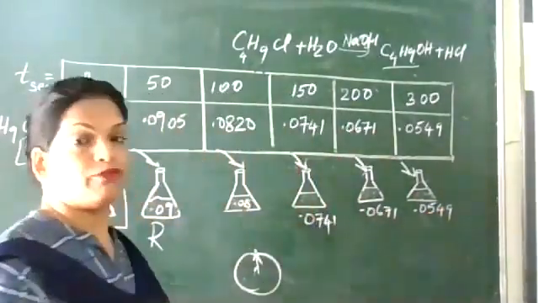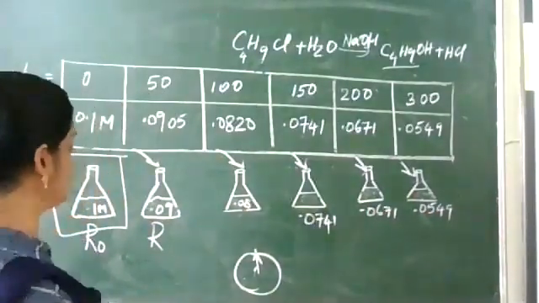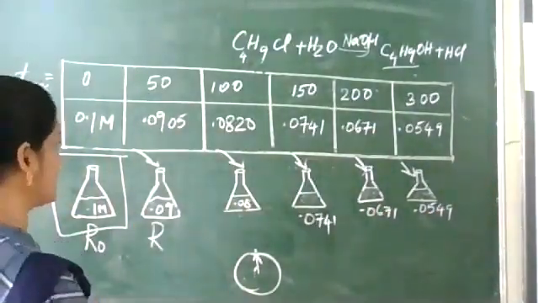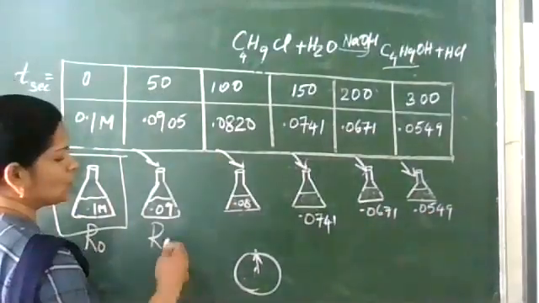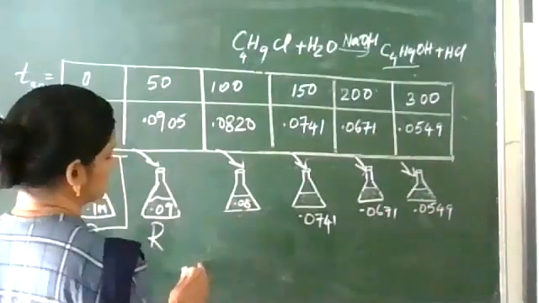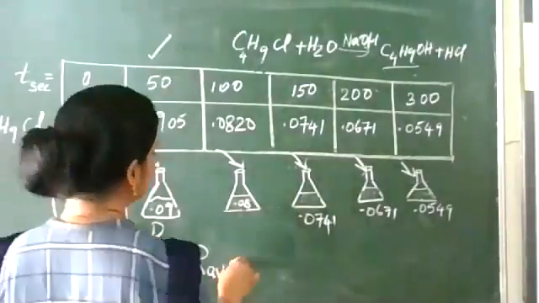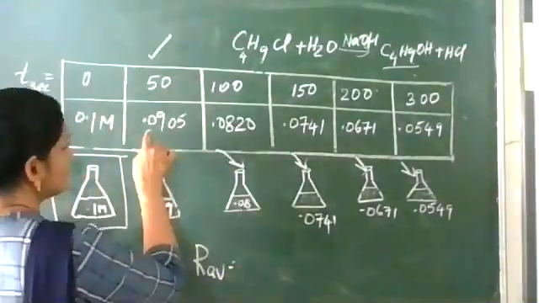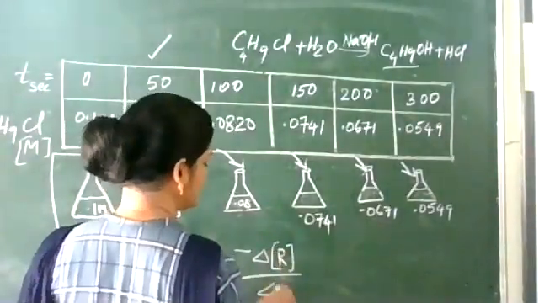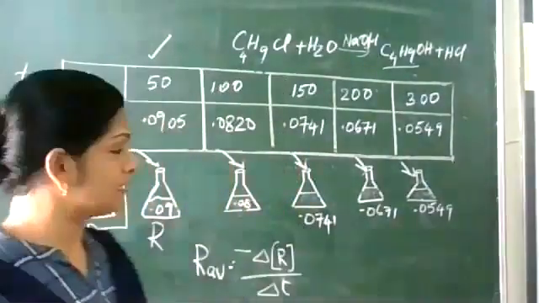Now we have to find out the average rate. How can you find out the average rate? You can find the average in different intervals. I'm talking about this first case. Average rate is equal to minus delta R upon delta T.